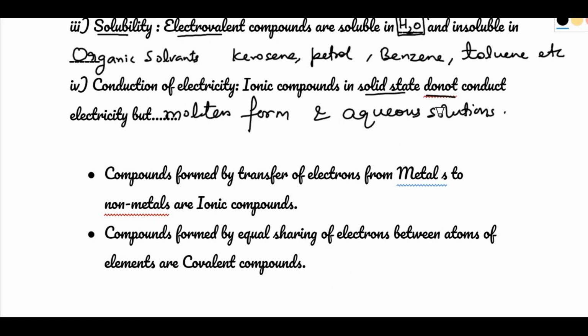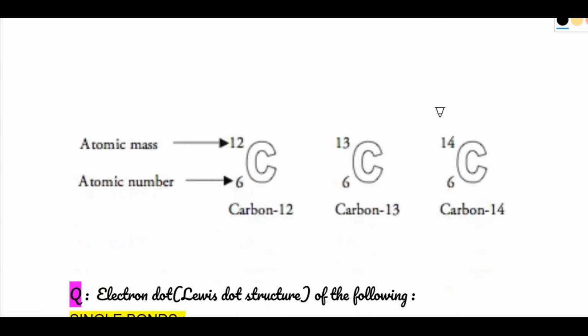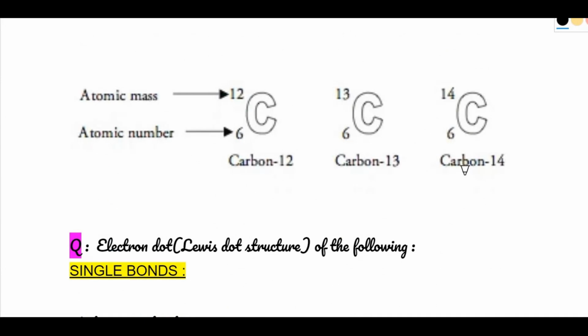Now, this is an important point. Compounds formed by transfer of electrons from metals to non-metals are ionic compounds. But compounds formed by equal sharing of electrons between atoms of elements are covalent compounds. So this is the one-line definition difference between ionic compounds and covalent compounds. These are the three isotopes of carbon, in which the first one, carbon 12, is the stable state. Carbon 13 is not naturally occurring. Carbon 14 is special. This is used for carbon dating, which means finding the age of fossils. How much carbon 14 is left in a fossil tells its age.